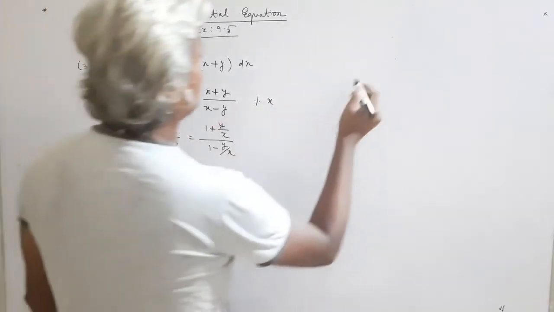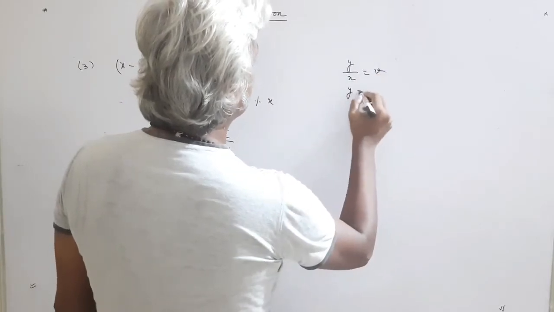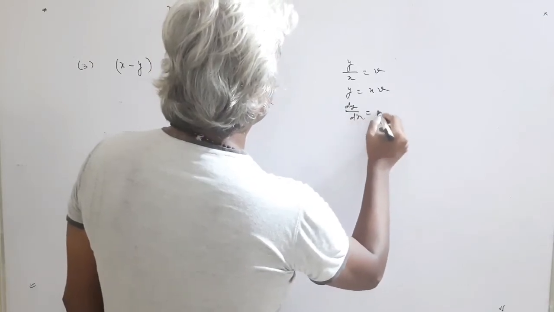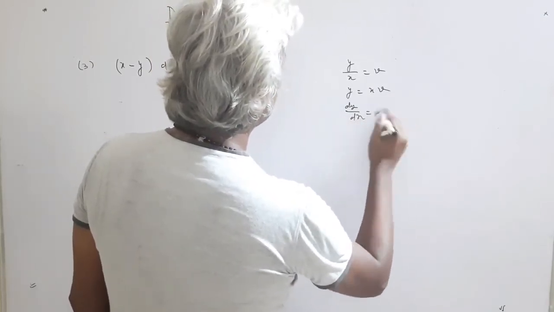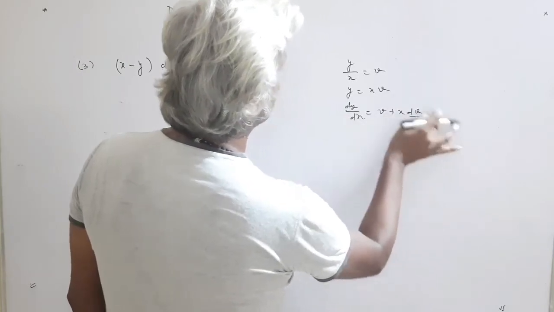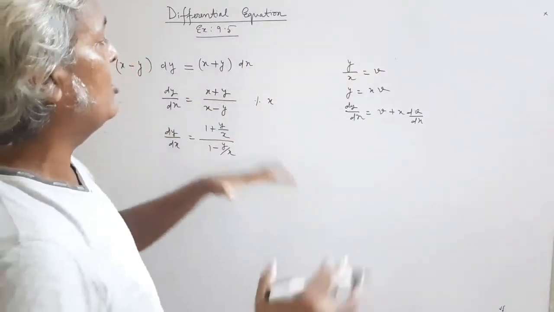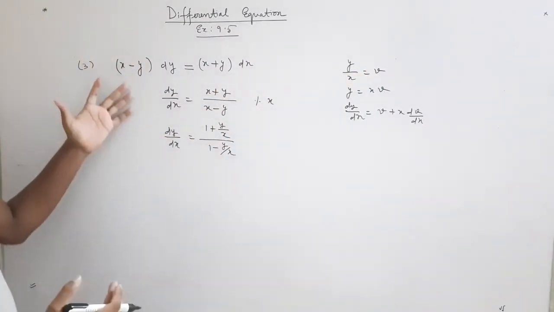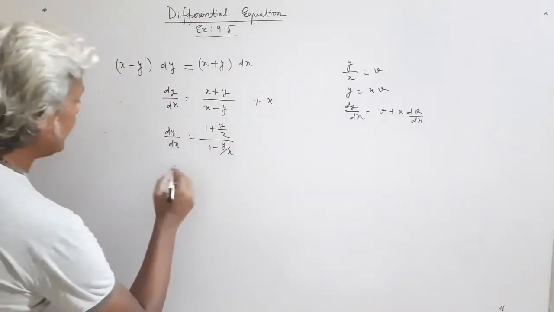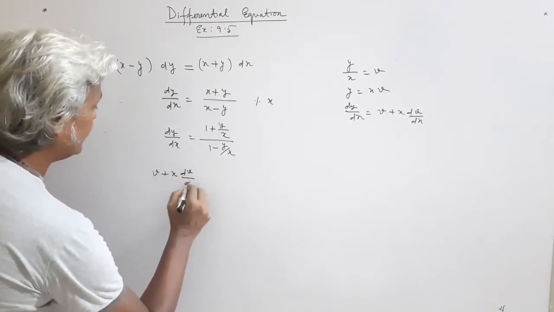Now you must be accustomed to this idea that y over x is v, and then y should be written as xv, where dy by dx is v plus x dv by dx. This part is going to be common as long as you are substituting y over x as v, or you have been able to express the function f(x, y) as a function of y over x. So here I write this one as v plus x dv over dx.